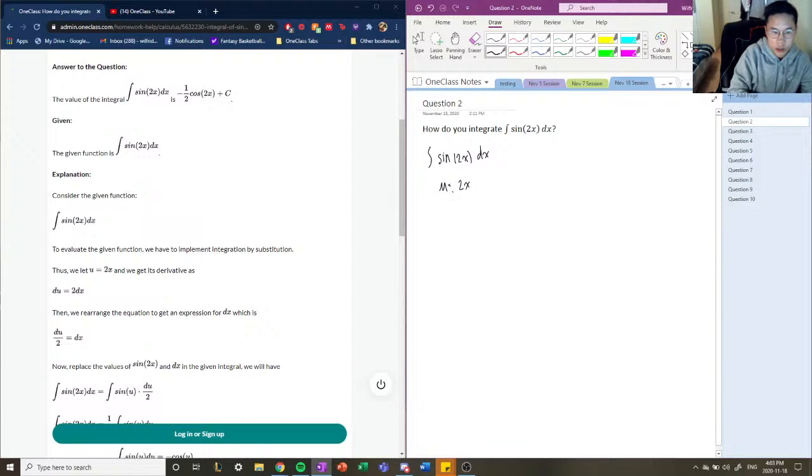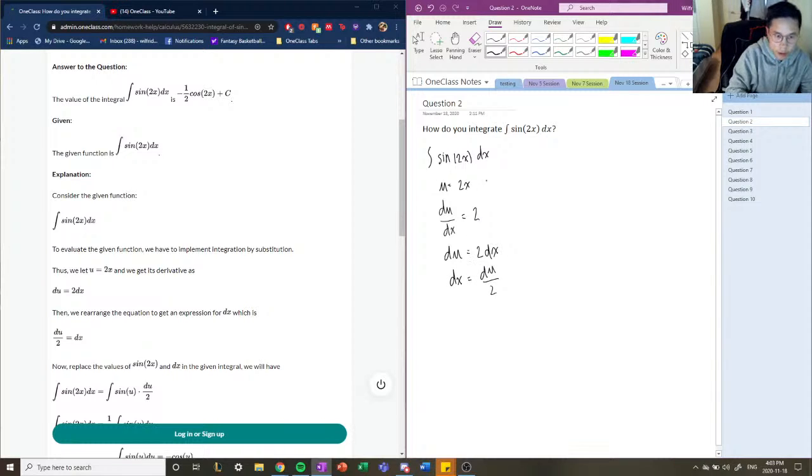So let's say that u equals 2x. Let's derive du of dx. So du of dx would equal 2. Then we can treat these as different variables. So let's isolate for du. du would equal 2 times dx. We're also going to isolate for dx, which is du over 2.